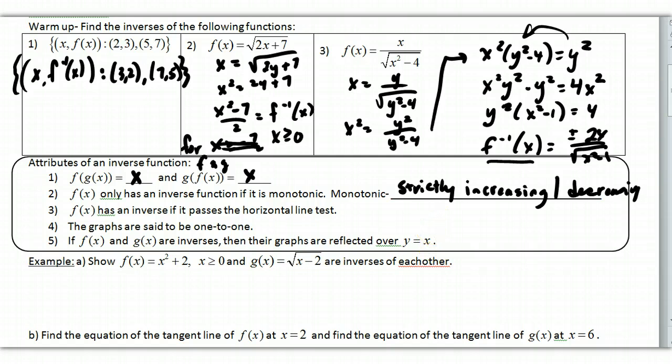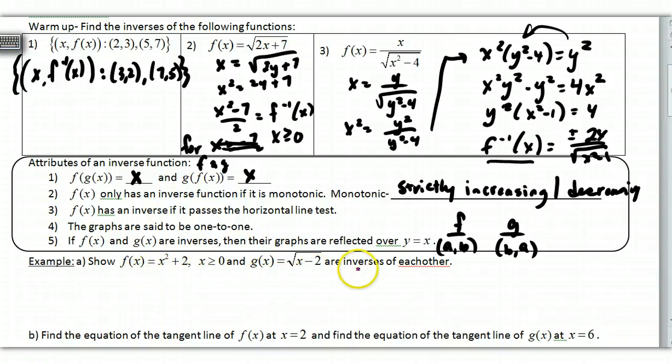If they are inverses, they're reflected over y equals x. That's because if f has the point (a, b), then g, its inverse, will have the point (b, a) on that curve. With that, we just have the symmetry over y equals x.